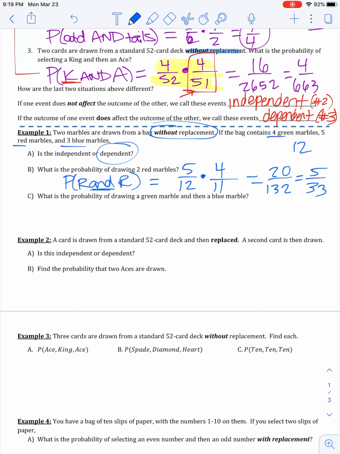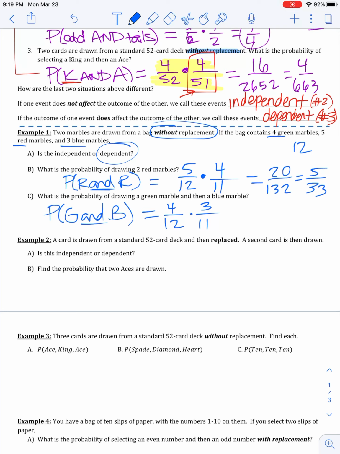Remember, we're finding probabilities, so all our answers should be between 0 and 1. Part C says, what's the probability of drawing a green and then a blue? So we want the probability of a green and then the next one being a blue, given the first one is green. To find a green first, on the first pick, there's 4 green out of 12. Now to find the probability of a blue, if the first one is green, then we still have all 3 blue marbles left in the bag, but there's only 11 to choose from.